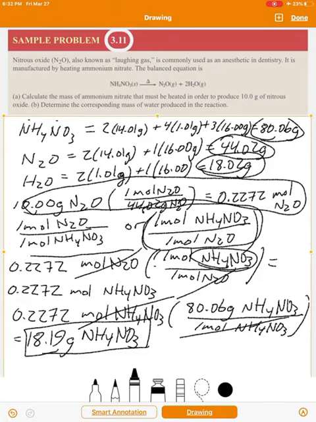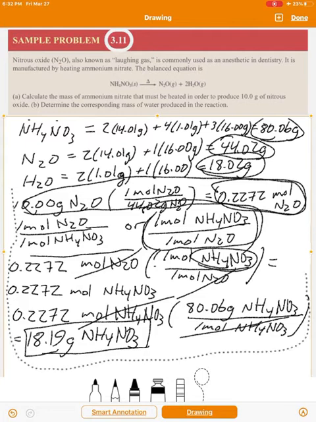Now, in part B, we want to determine the corresponding mass of water produced in the reaction. Now we want to know how much water is produced. What we know is how many moles of N2O are produced. We know that. That's right there. So I'm going to use that piece of information right there, and then I'm going to erase everything underneath, because I can use that.